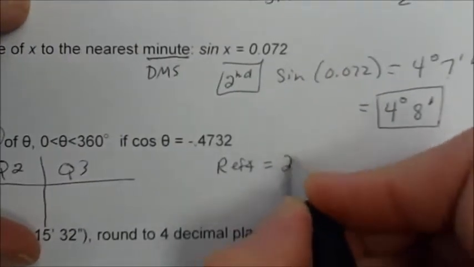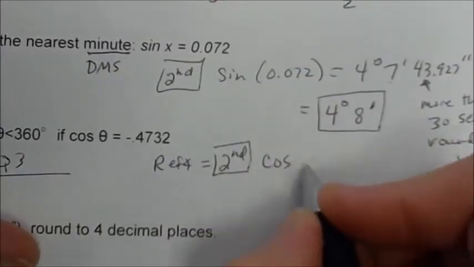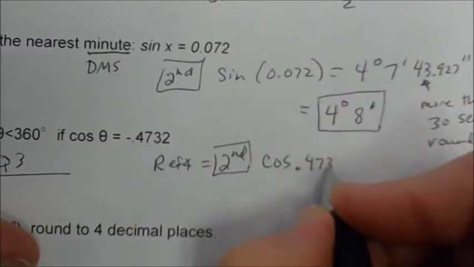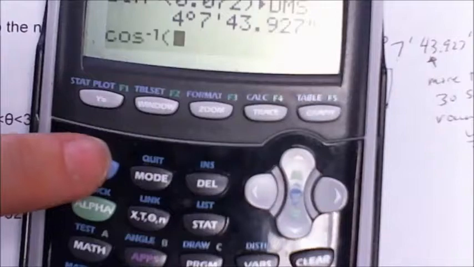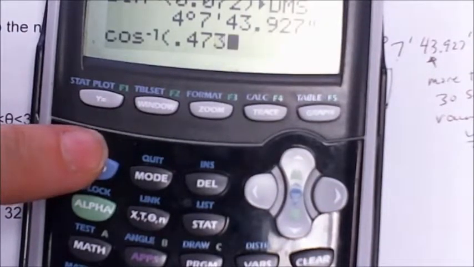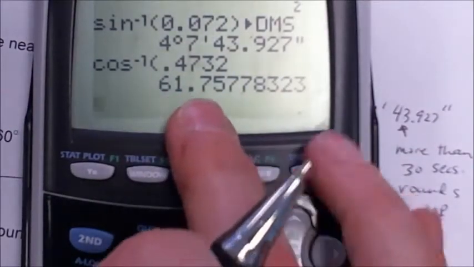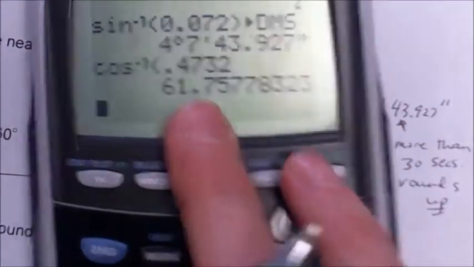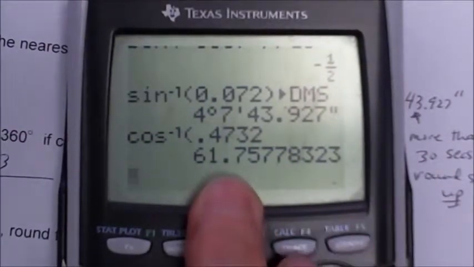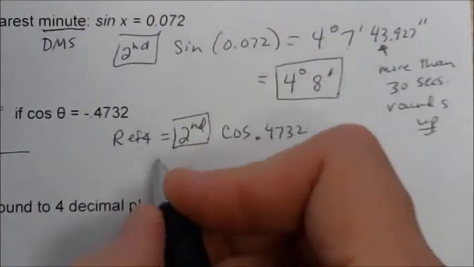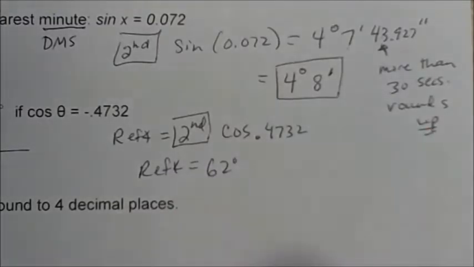The reference angle, we do second cos of positive 0.4732. Don't put a negative into second cosine. Second cosine of 0.4732. Look, it's positive. And you get a reference angle of 61.7 degrees. We want this rounded to the nearest degree. It doesn't say so, but let's round it to 62 degrees. So the reference angle is equal to 62 degrees.